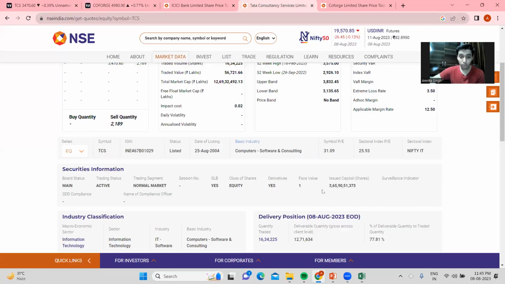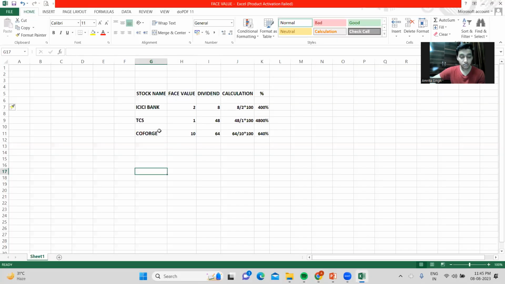If you want to calculate the dividend in percentage, in the third column we can see TCS face value 1 rupee and dividend of 48 rupees per share. So the percentage is going to be the dividend divided by face value, into 100, which is going to be 4800%. So 4800% is the dividend given by TCS to its traders, to its investors.